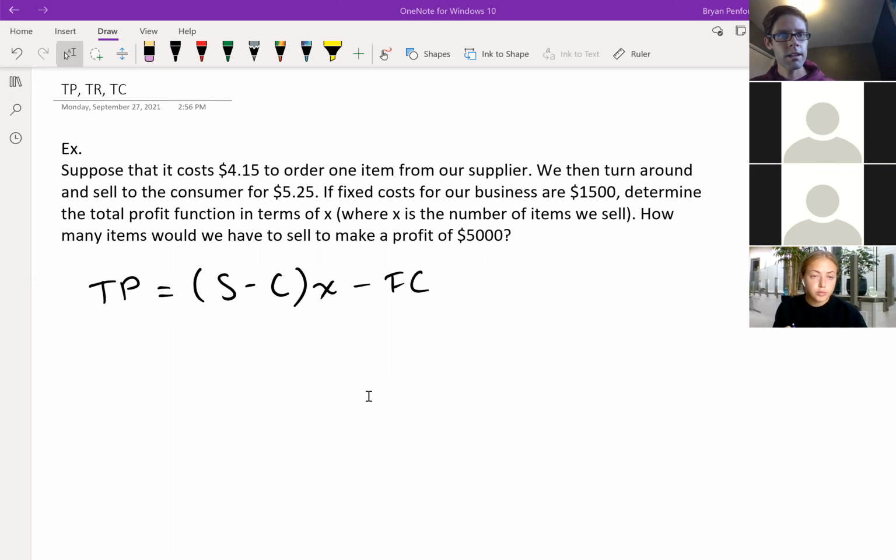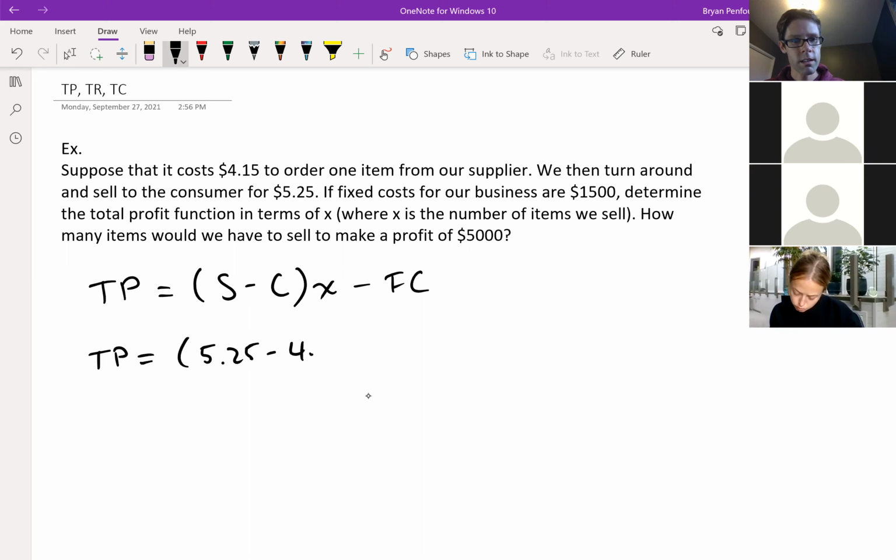All right, so let's go down the road that Alexander has suggested for us. We know what the selling price is, we know what the cost price is, so we can substitute that directly into our total profit formula. We know the selling price is $5.25, we know the cost to bring one of those items in is $4.15. And we do know our fixed costs as well, $1,500.